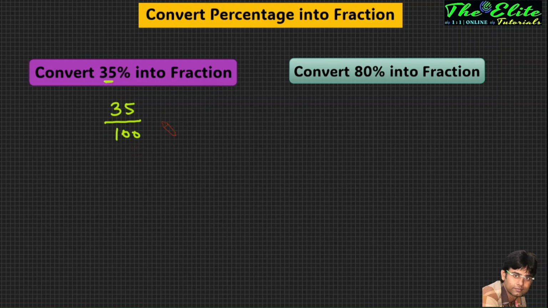Okay, so now this is 35 by 100 when we convert this 35% into fraction. Now if we can reduce it, you can write it as 5 times 7 and 5 times 20. It will be reduced to 7 by 20. So 35% is equal to 35 by 100 or 7 by 20.